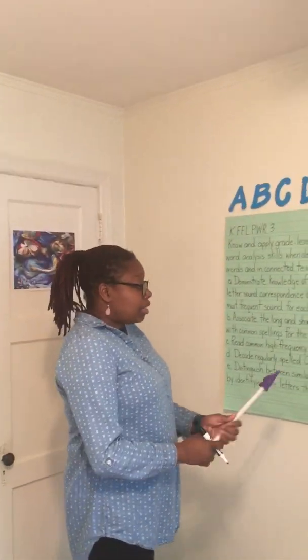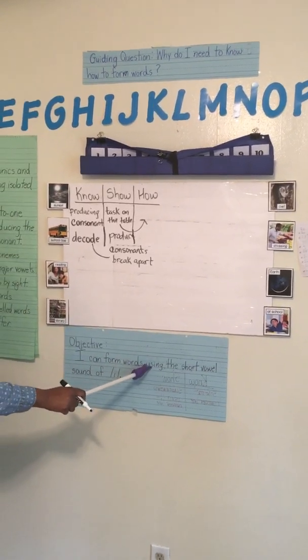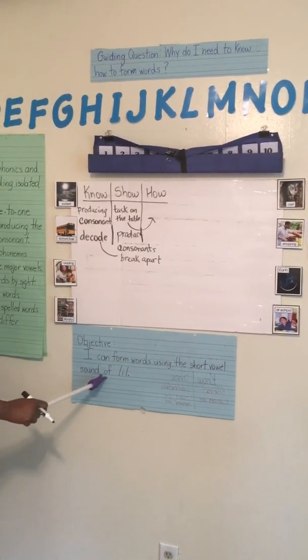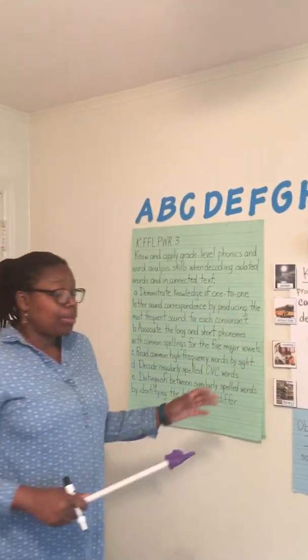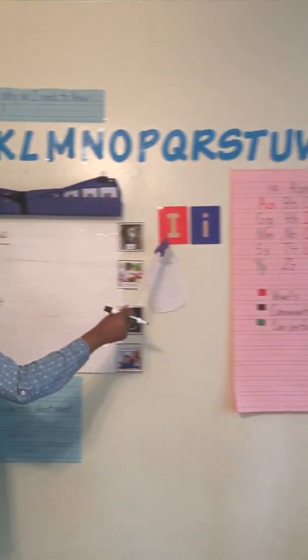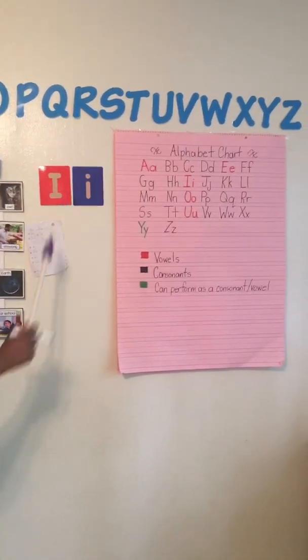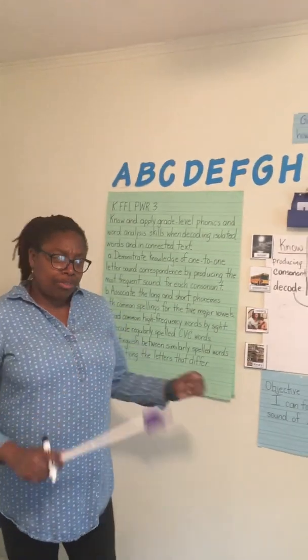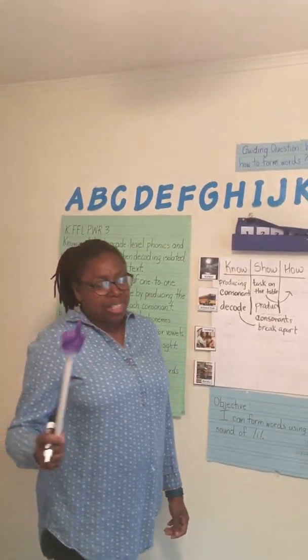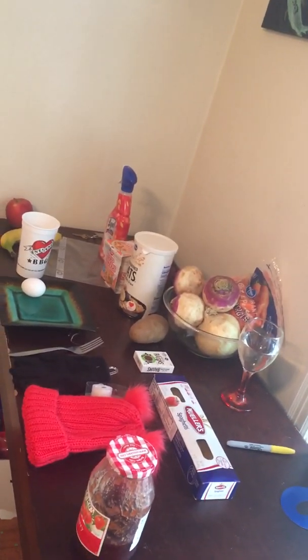All right, so now let's look at our objective. I can form words using the short vowel sound of I. So we're not only going to be looking at all these other things, but we're going to be using the short vowel sound of I to actually form words. And over here, we have our letter I. Uppercase I, lowercase I. But before we get started, we're going to do a quick review. Now, because I like to do things a certain way, we're going to look at some objects that I found in my house. And you're going to repeat after me.